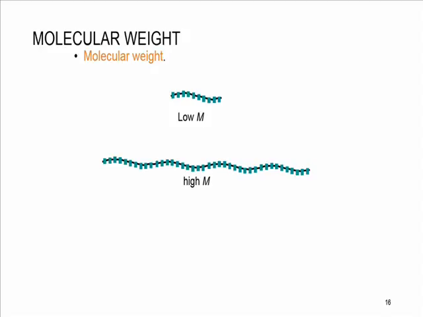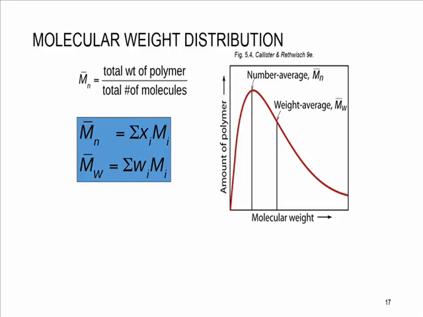Okay, here not all chains have the same length in a polymer. That is, there is a distribution of molecular weight, so you will see chains with low molecular weight and chains with high molecular weight. Now we want to see how we can calculate the molecular weight based on the distribution of their weight. Here you see distribution of molecular weights for a typical polymer.